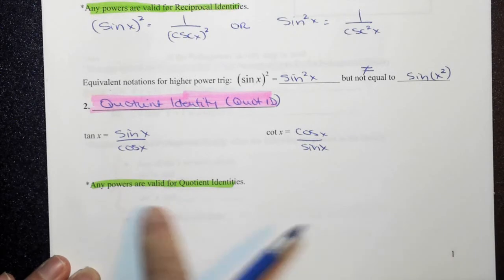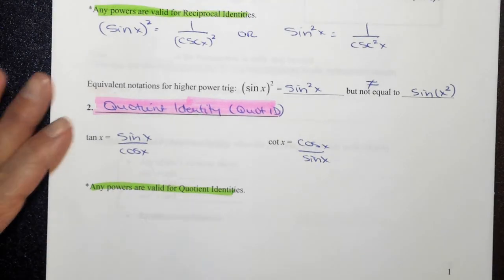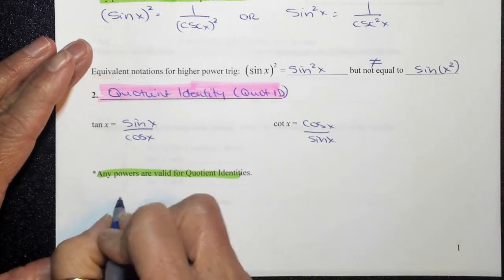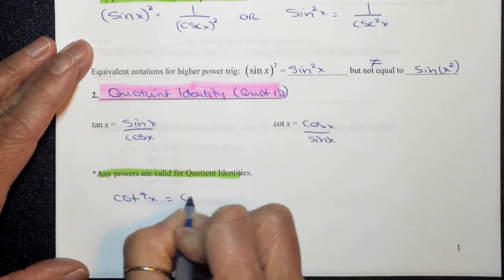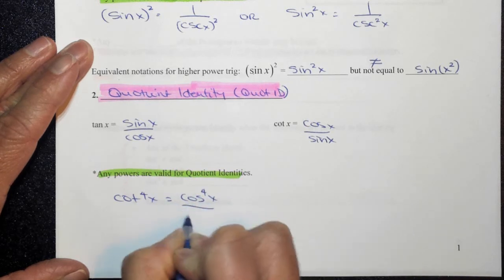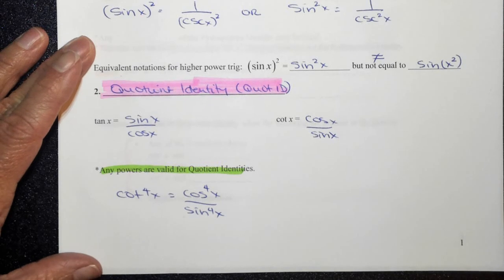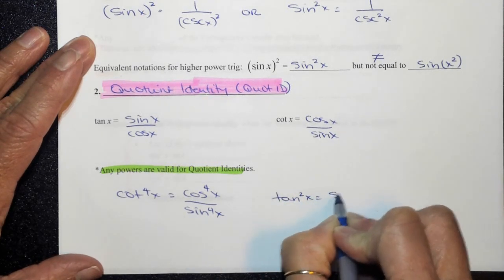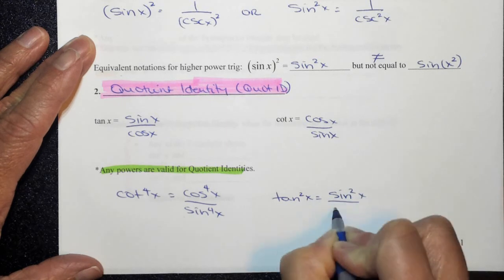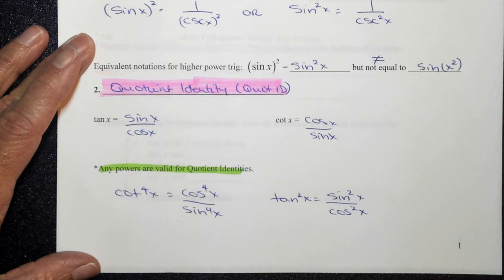And again, any powers are valid for these quotient identities. So I could say, I don't know, cotangent to the fourth of x is the same thing as the cosine to the fourth of x over the sine to the fourth. Or I could say tangent squared is sine squared over cosine squared. Okay, so we have already dealt with these.